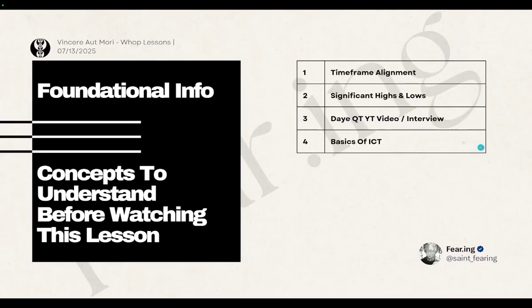Now, before we actually get on to what it is, we have to first understand time frame alignment and significant highs and lows, both of which are in videos prior to this one, so make sure you've already watched those before you watch this one. Additionally, if you want to fully understand the logic of QT, how the quarters work and why they work, go watch the Day QT YouTube video, the free one, alongside his interview with Words of Wisdom.